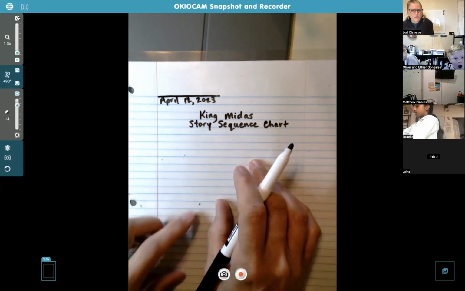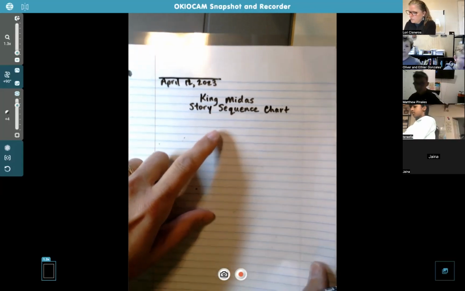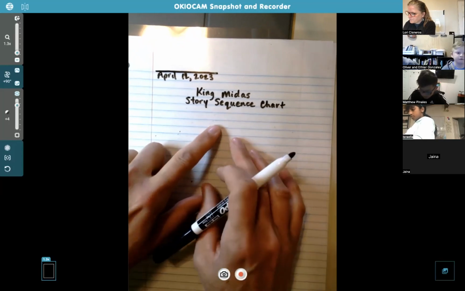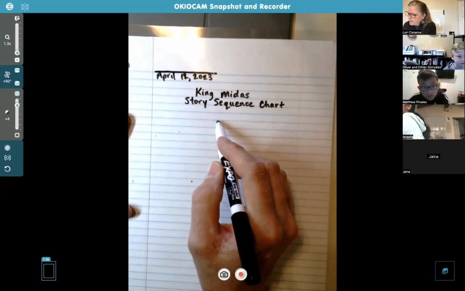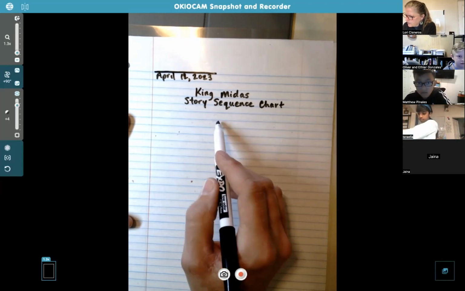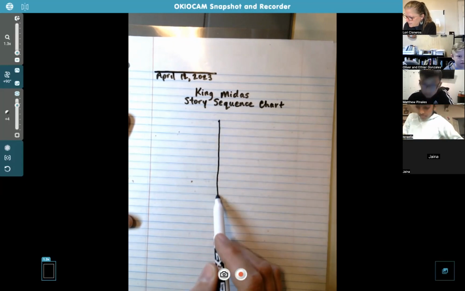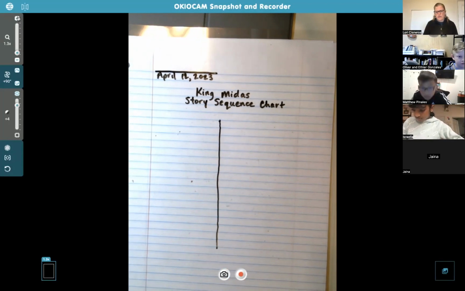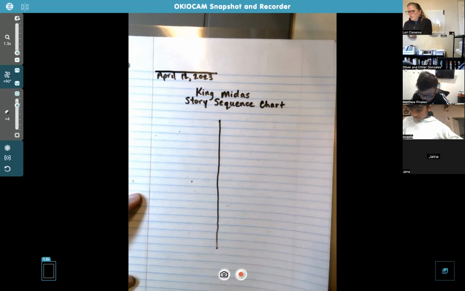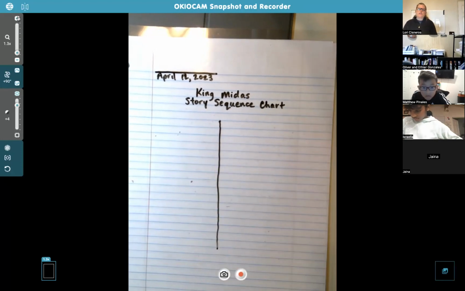So what I want you to do first is skip 2 lines this time. And about the middle of your paper, maybe a little bit to the left, I want you to draw a line down, and it does not have to be perfect. So please don't worry about that. About the middle, maybe a little bit to the left, you're just going to draw a line down. Don't worry about it being perfect.